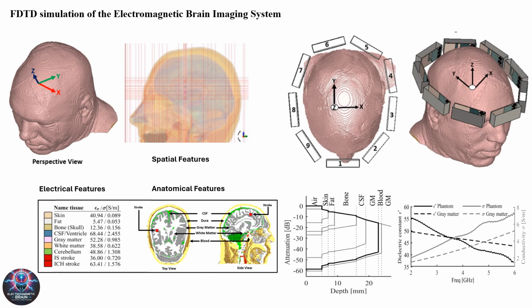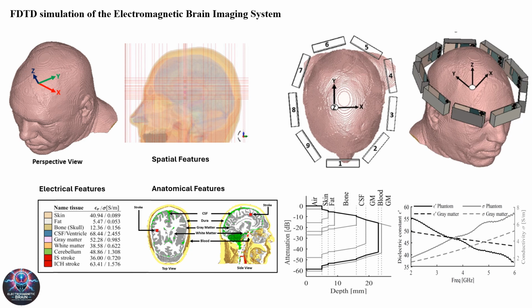The combination of the FDTD method with a detailed voxel-based human head phantom provides a powerful tool for simulating and analyzing electromagnetic fields in biomedical applications. This setup allows for precise modeling of wave propagation and interaction within the human head, offering valuable insights for applications such as brain imaging, where understanding the behavior of electromagnetic fields within complex tissue structures is crucial.